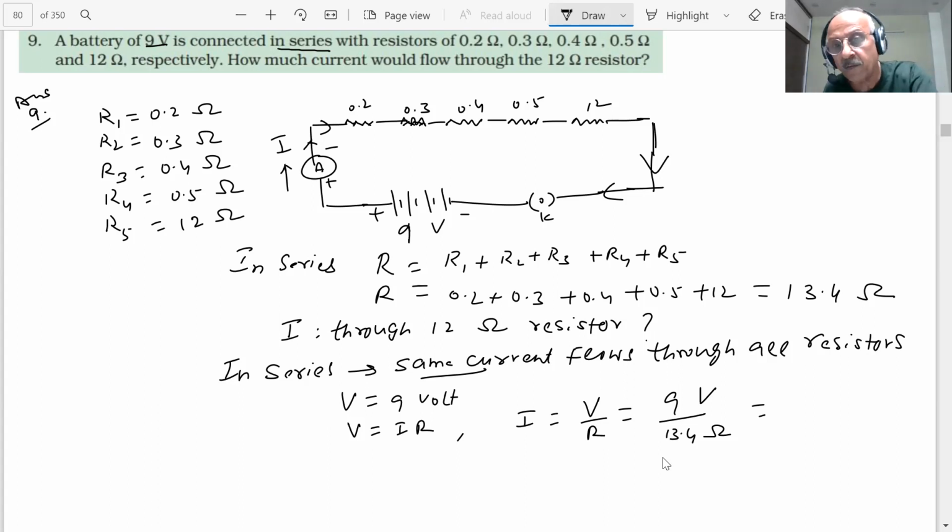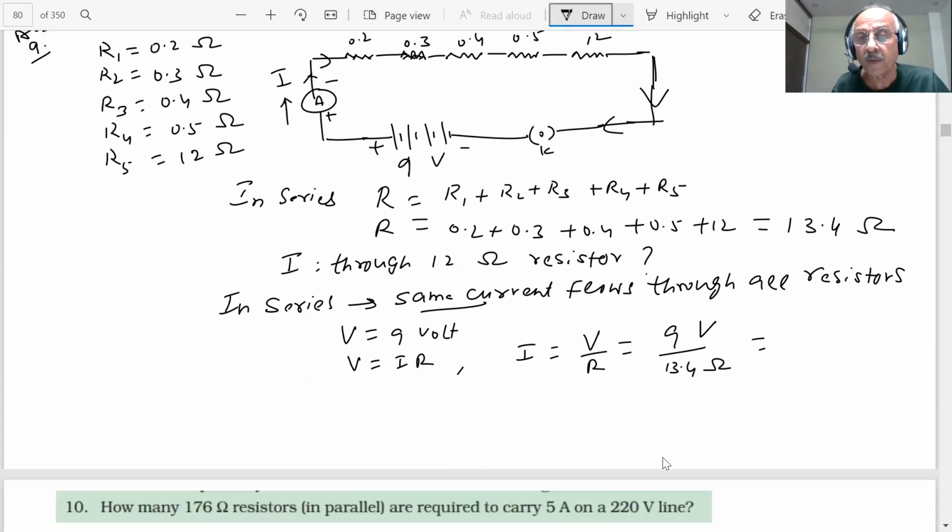How much is it coming, students? So it will be 0.671 amperes. Same current will flow through all the resistors. Okay? You can take any resistor, the same current is flowing. You can put an ammeter anywhere. We have shown you an experiment, student. Same current through all the resistors.